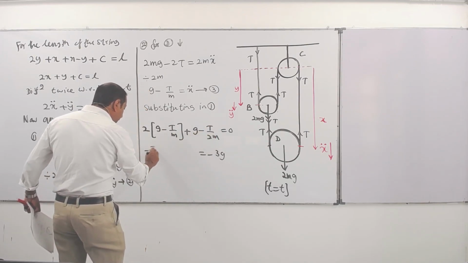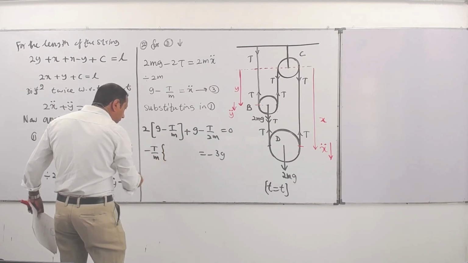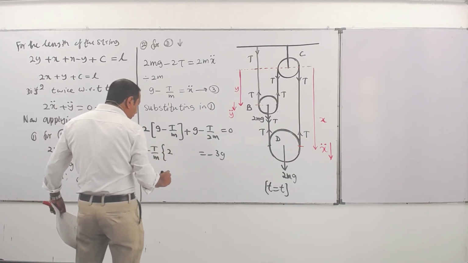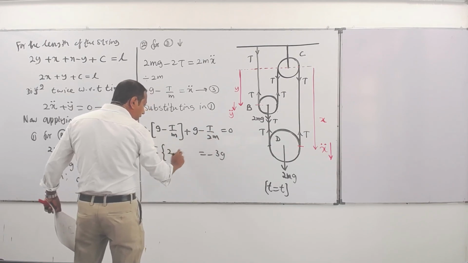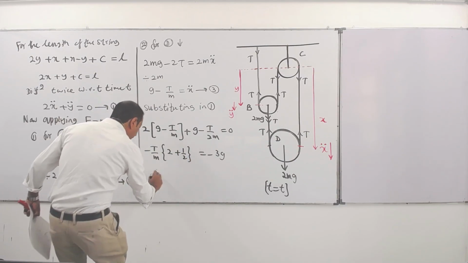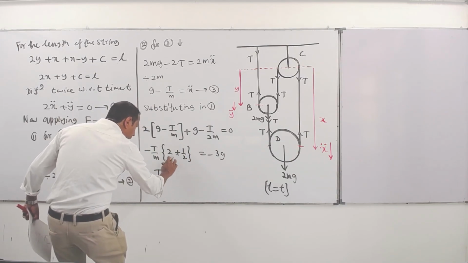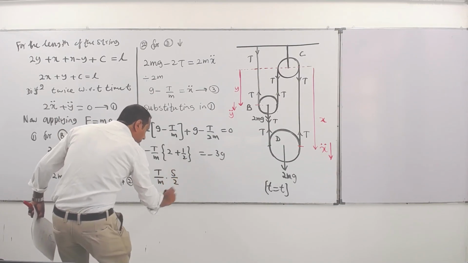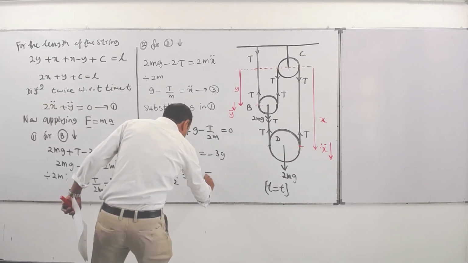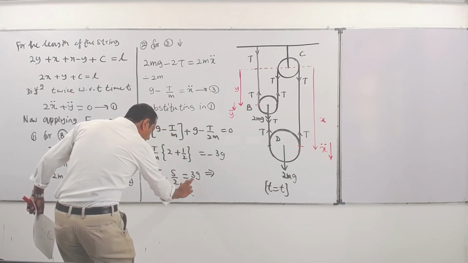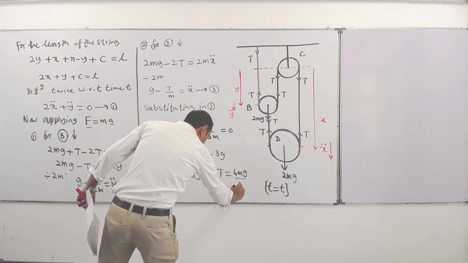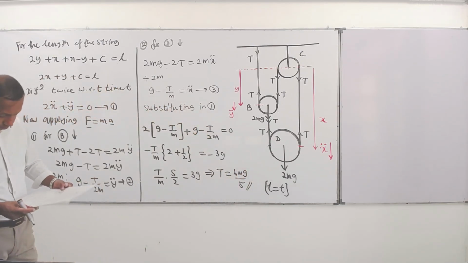We'll take minus and T over m out. Then minus T over m when you take out, here we get 2, and here we get plus half. So minus signs we can cancel. T upon m times 2.5, when we add 5 by 2, equals 3g. Then this gives us 6mg by 5 as the tension T in the string. Correct.